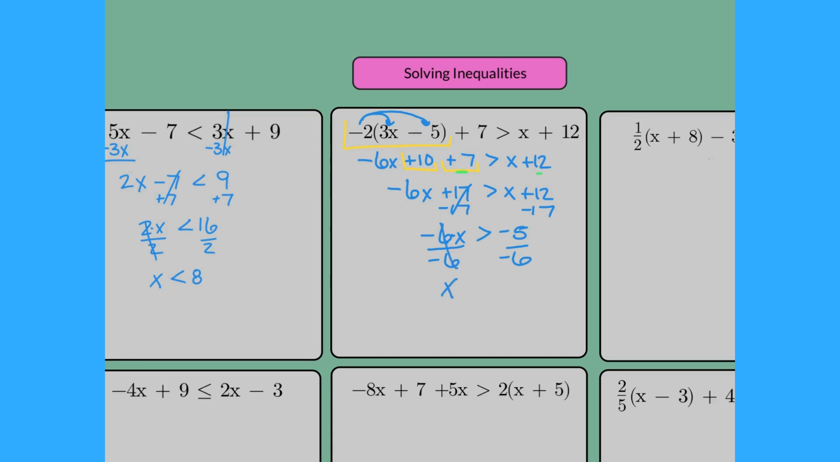And then here, because I divided by negative 6, that means I have to flip the inequality sign. So instead of greater than, it's going to be less than. And then I can't divide 5 by 6 evenly, so I can leave the fraction, but negative divided by negative will make it positive.